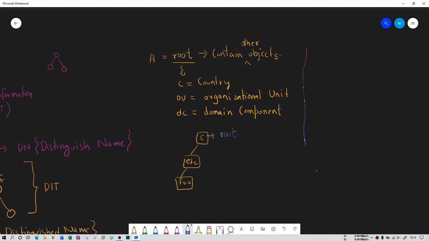So if the object does not have any subordinate, then it is known as a leaf. It has a name, like maybe it could be a person or it could be an individual person.